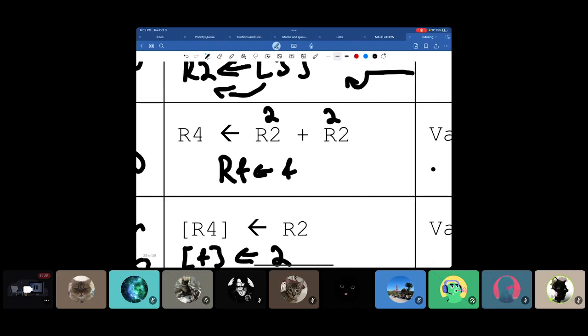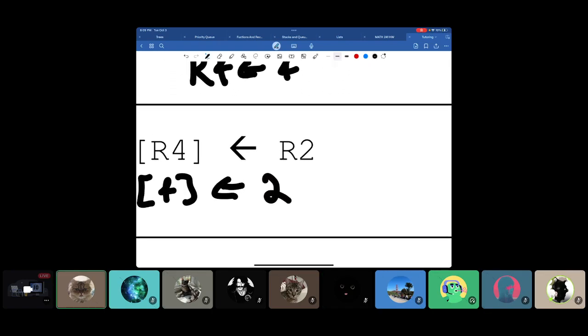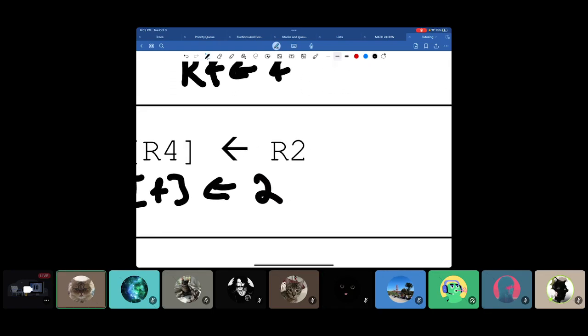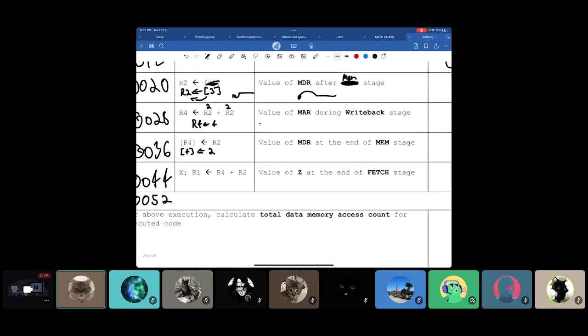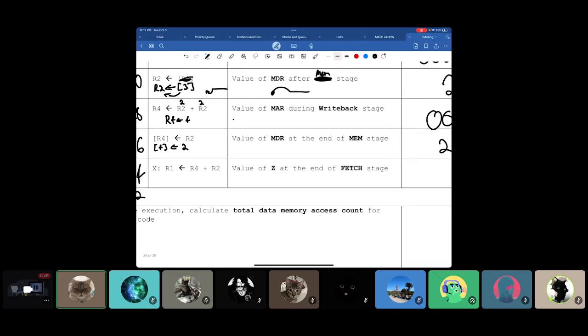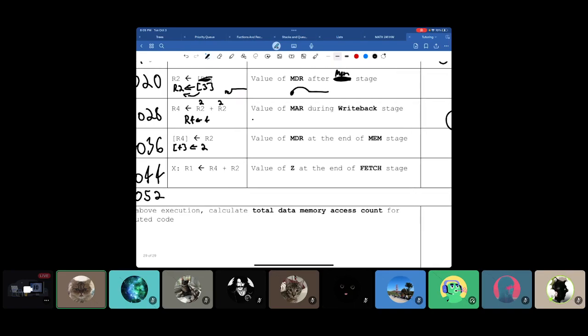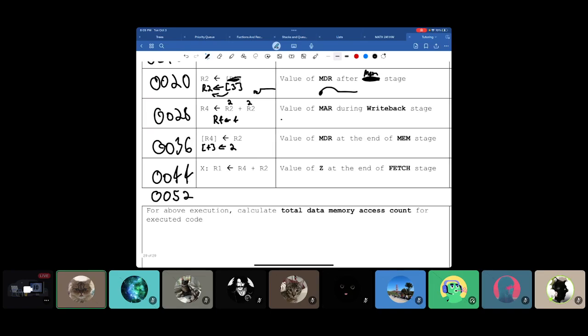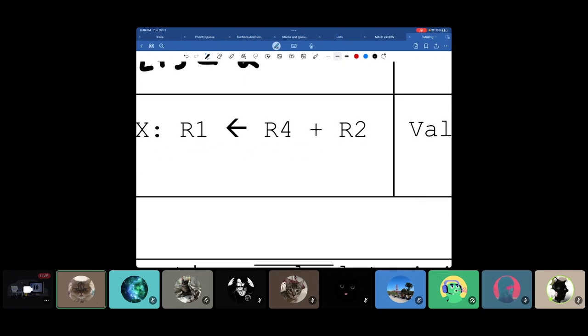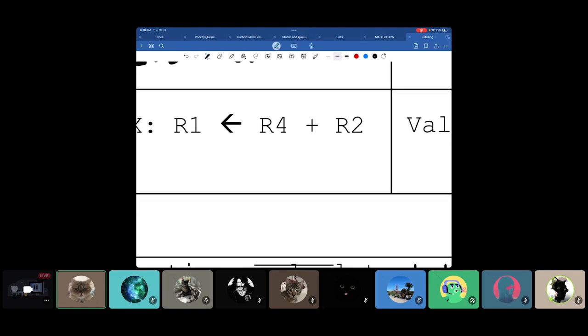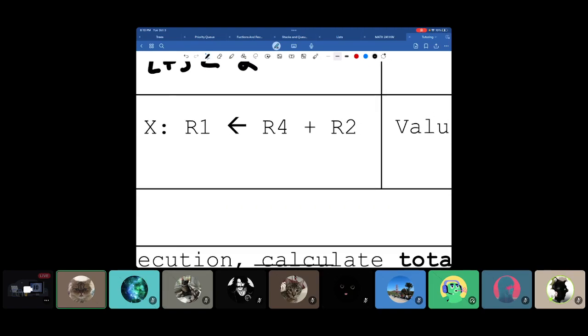I see. Okay. Yeah, and we're taking with that the MDR stores R2. Okay. And then here it says, what is the value of Z at the end of the fetch stage? Right? So we know this is an R type, and this R type utilizes the ALU and the Z register during the exec stage, right?